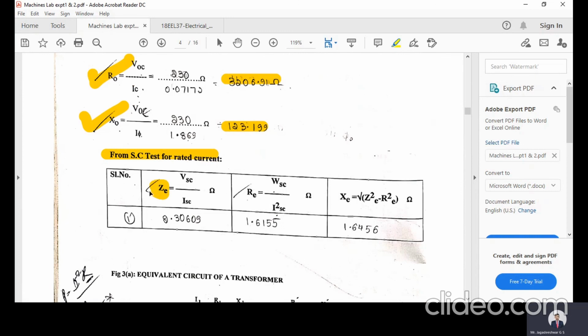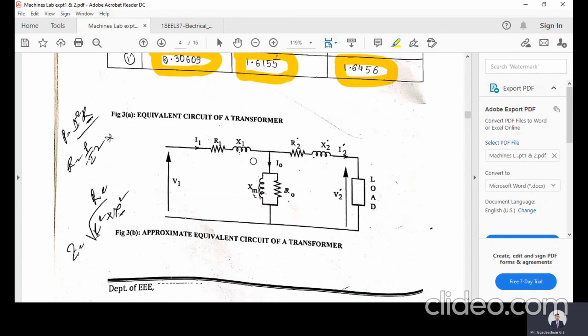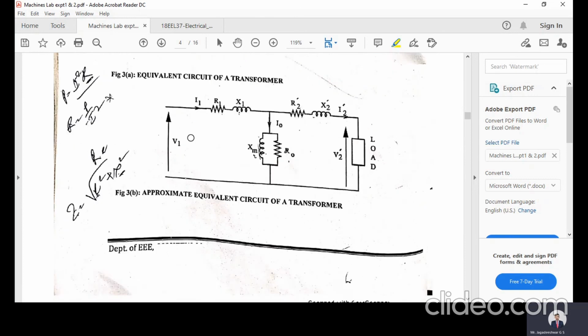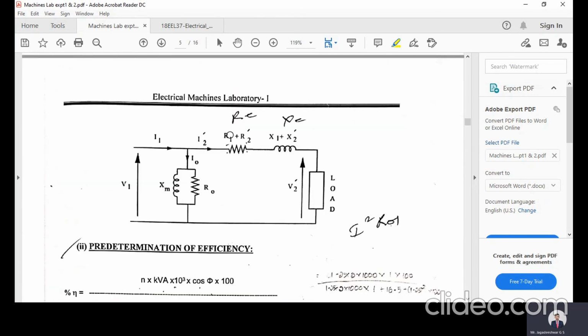Using the SC test parameters, we can calculate the equivalent circuit parameters, that is resistance and inductive reactance. First you have to calculate ZE. In this case it works out to be 2.30. RE is WSC divided by ISC square. In this case it is 1.615 ohms. XE can be calculated as I explained earlier. In this case it is 1.6456. After that you can draw this and enter all the values. Here you can see this is RE and this is XE.